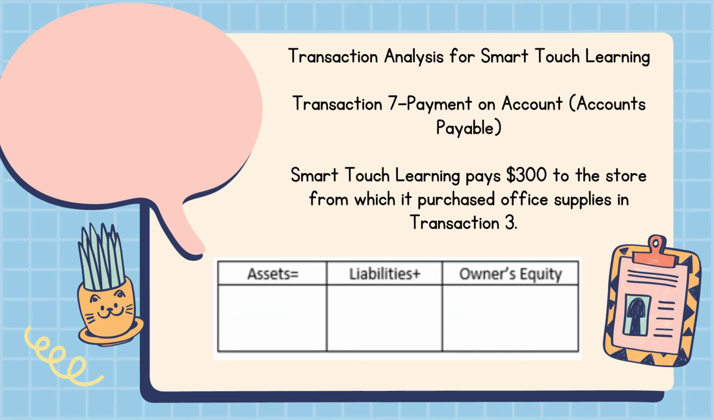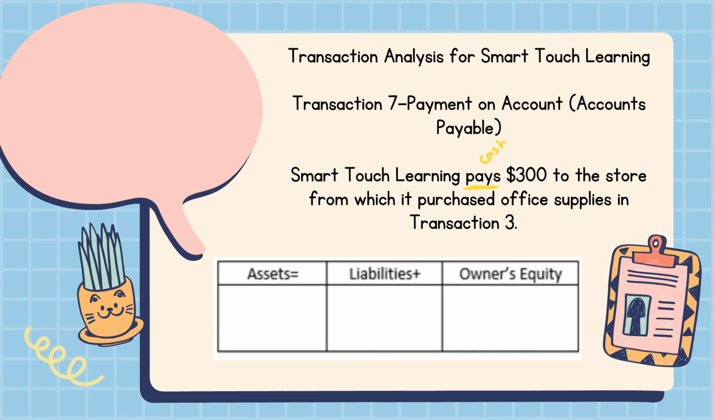Transaction 7, payment on account, accounts payable. Smart Touch Learning pays 300 to the store from which it purchased office supplies in transaction 3. So if you go back to transaction 3, I bought office supplies on account. I did not pay cash on the spot. I told them I'm gonna pay later. So now I'm not buying supplies again. I'm paying my debts. Since it says pays, it means cash decreased.